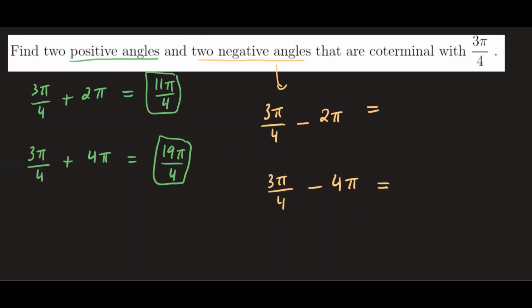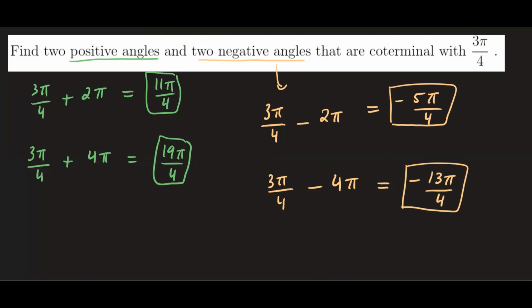So for the first one, we do 3 pi minus 8 pi, that'll be negative 5 pi over 4. So that's the first negative coterminal. And for the second negative coterminal, we get 3 pi minus 16 pi, which is negative 13 pi over 4. So these are the four coterminal angles with 3 pi over 4.